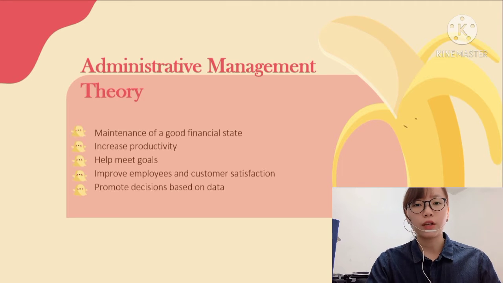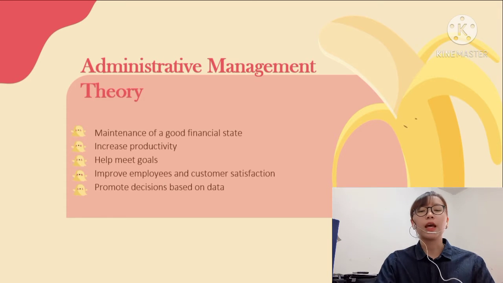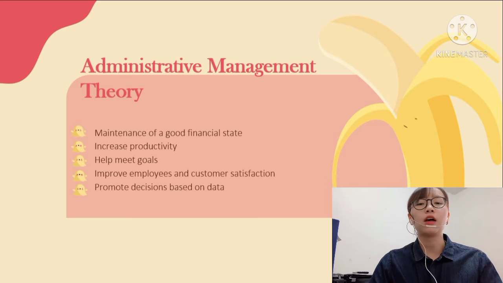Administrative management theory will assist in maintenance of a good financial state. In maintaining all expenses within the decided budget, it supervises all finances of the company and ensures that there is no wastage of money. The contribution of administrative management theory is to improve the coordination of all resources in order to maximize output. It matches the tasks of team members to their abilities, leading to higher productivity and faster results. It also helps meet goals.